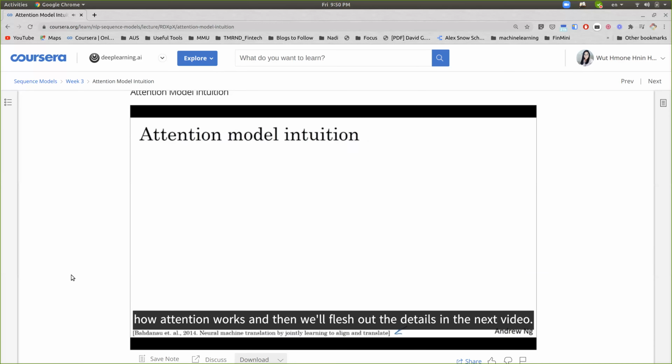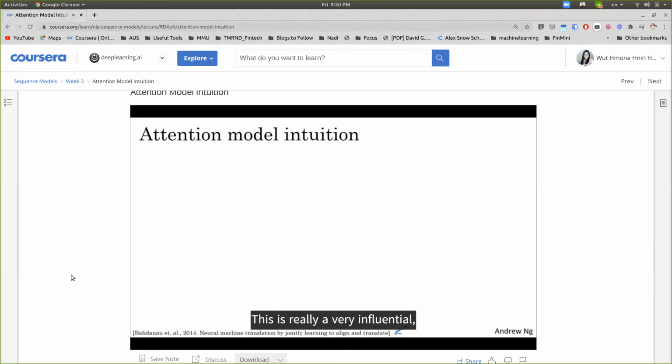The attention model was due to Dzmitry Bahdanau, Kyunghyun Cho, and Yoshua Bengio. And even though it was obviously developed for machine translation, it spread to many other application areas as well. And this is really a very influential, I think very seminal paper in the deep learning literature.